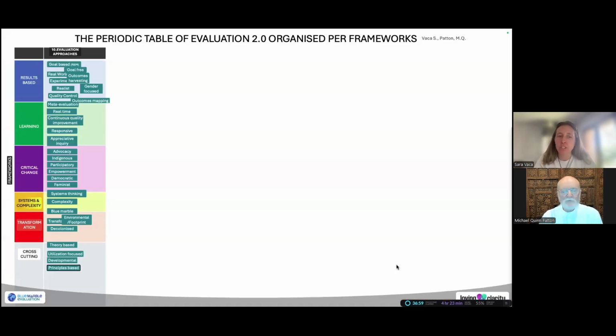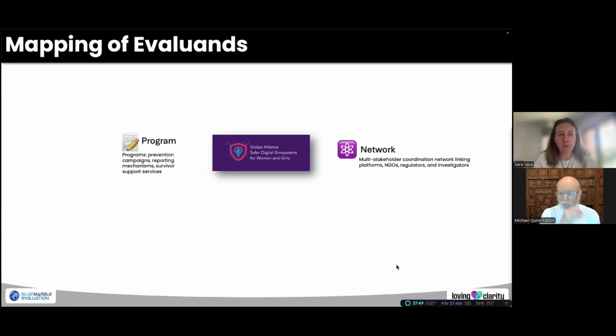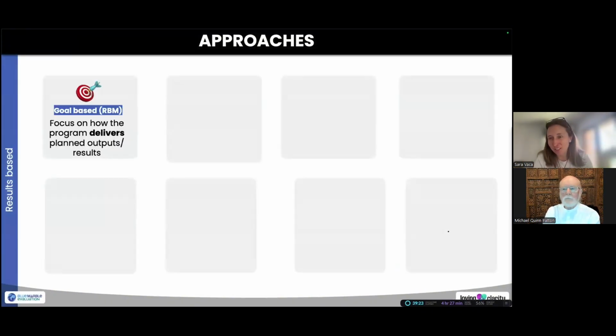Okay. So the way we will go about it, as usual, is the approaches are categorized or classified by our different frameworks that you're familiar with: results, learning, critical change, systems and complexity, transformation, or those that are neutral or static. And we will go framework by framework. So if you remember, we had a mapping of evaluands, of all the different units we can look into as an object of the evaluation. And for approaches, we will be using programs or networks most of the time. So we have 28 approaches to go.